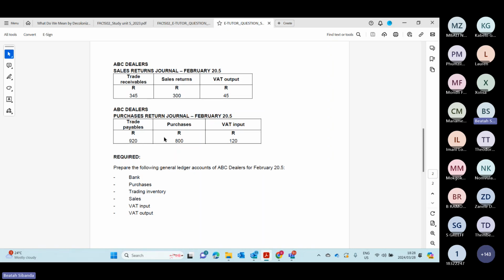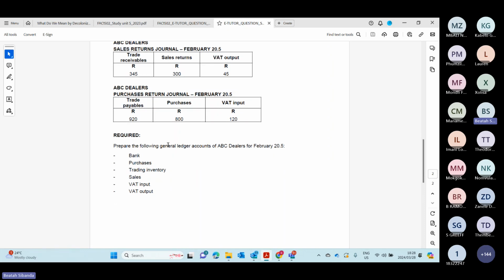So the same thing applies for the purchases return. If we return anything, we are not going to record it in the purchases journal, but we are going to record it in the purchases return journal. So now the question requires us to prepare the following general ledger accounts. So those are the general ledger accounts that are listed below.